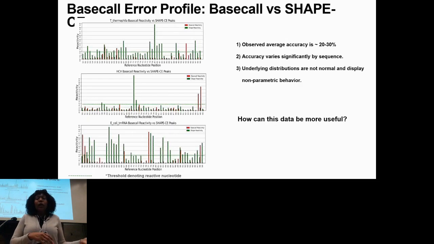Oh, I should also mention that the underlying distributions are not normal and they display non-parametric behavior. So that means that you can't just say something is an outlier based on it being a normal function because these functions are not normal. And not only are they not normal, they vary by sequence.